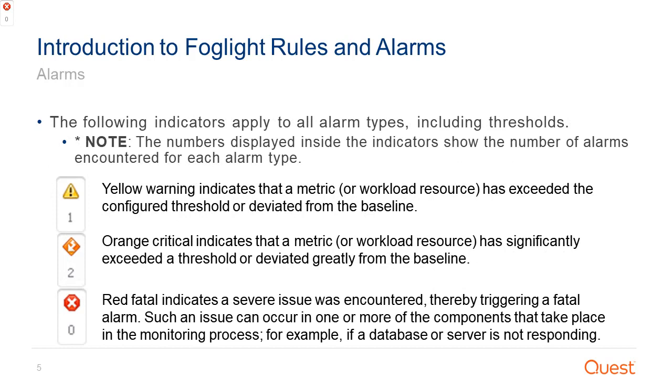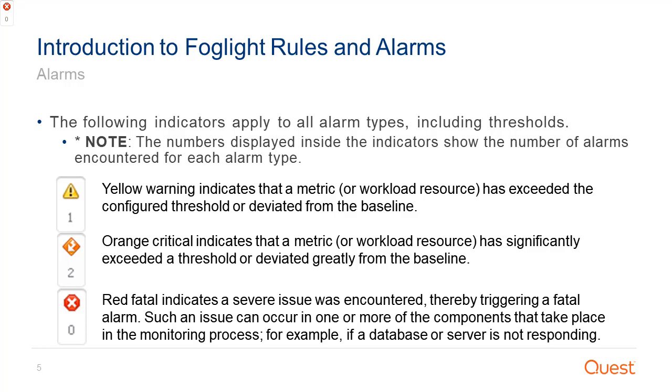The following indicators apply to all of the alarm types, including thresholds. The numbers indicated inside the indicators are examples to show the number of alarms that are encountered for each alarm type. A yellow warning indicates that a metric or workload resource has exceeded the configured threshold or deviated from the baseline. An orange critical indicates that a metric or workload resource has significantly exceeded the threshold or deviated greatly from that baseline. A red fatal indicates a severe issue is encountered, and it thereby triggers a fatal alarm.